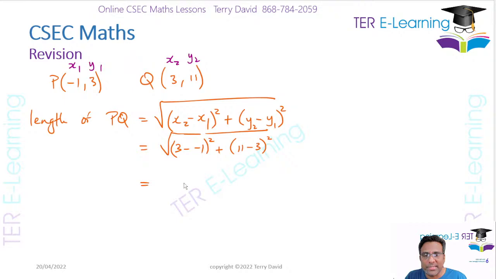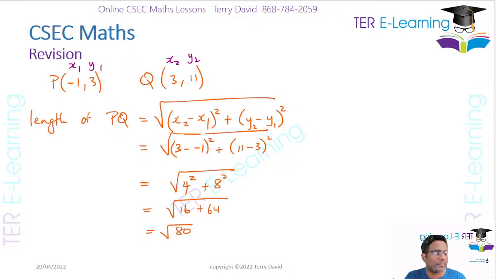So 3 minus minus 1 is the same as saying 4 squared plus 11 minus 3 is 8. So that's 8 squared. So what we're going to get here, 4 4s are 16 plus 8 8s are 64. We're going to find the square root. So this here is going to be the square root of 80, right? That's it. So the square root of 80 is going to give me 8.94. So you're going to put 8.94 units.